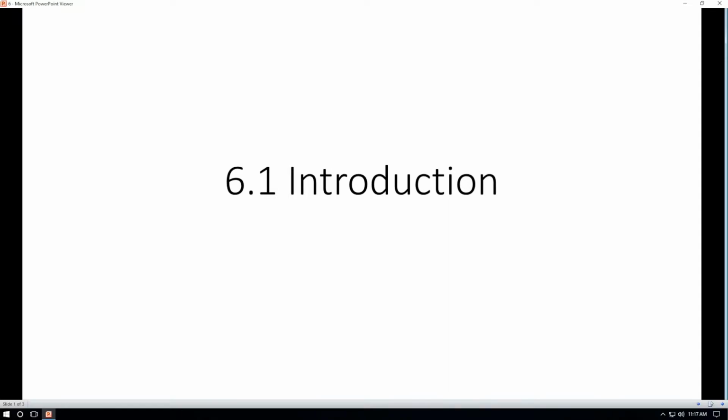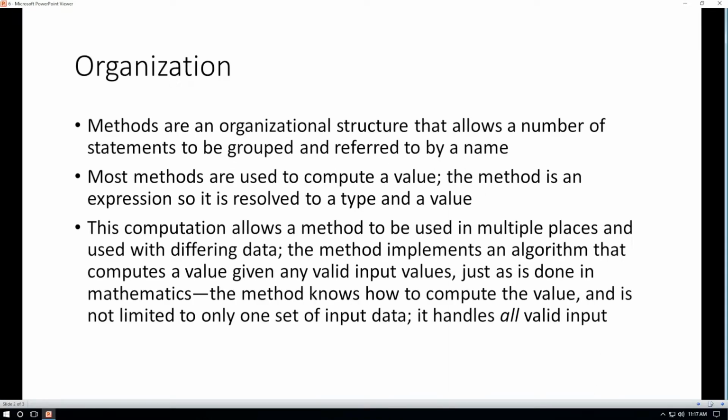In this section, we're going to discuss in general the idea of methods. Methods are an organizational structure of a program that allows a number of statements to be grouped and referred to by a name. We have certain mathematical concepts, for example, square root, that we use the term square root to provide an idea of what's going to happen without specifying exactly how it's computed.